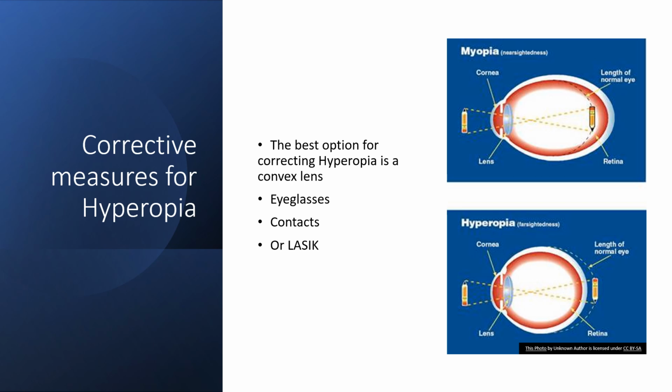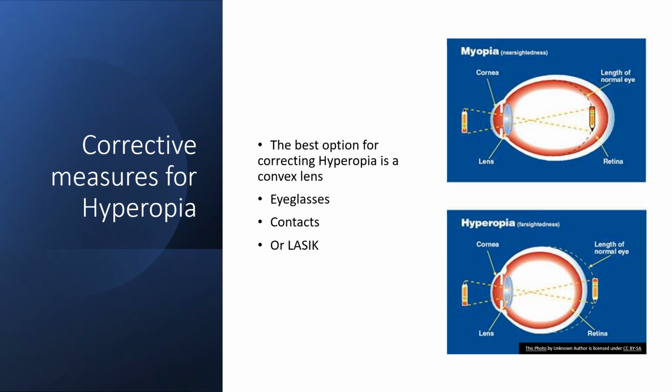The best option for correcting hyperopia is a convex lens. Eyeglasses, contacts, and again, or LASIK, the surgical procedure. Like in myopia, eyeglasses and contacts are a way to fix this, but instead of a concave lens, we are going to have a convex lens. Convex lens allows the parallel light rays that are coming into the eye to be converged at a focal point in the back of the eye.